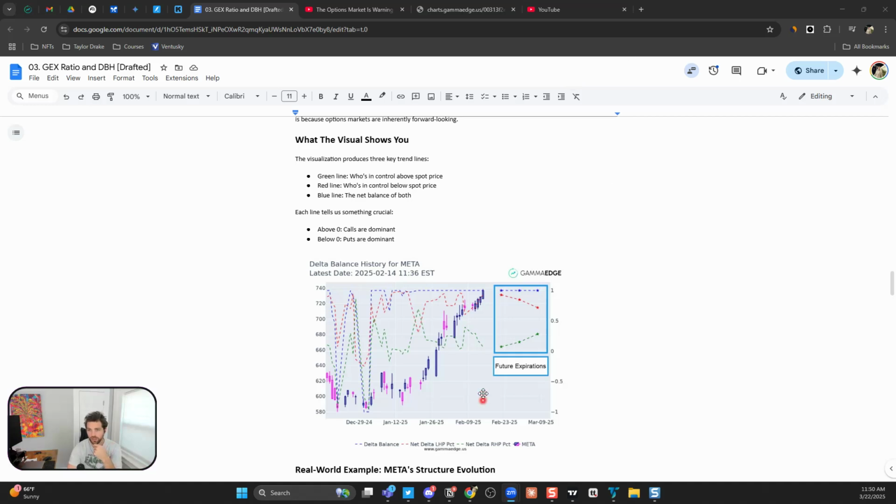We have the orange line, which represents below spot price. So that can either be in the money calls or out of the money puts. Again, above 0 means that in the money calls are winning the battle. Below 0 means out of the money puts are winning the battle.